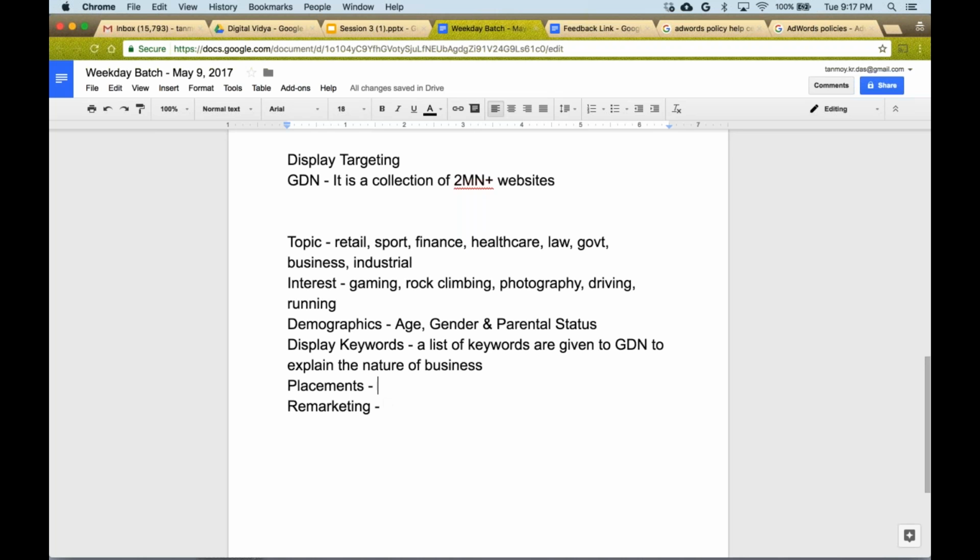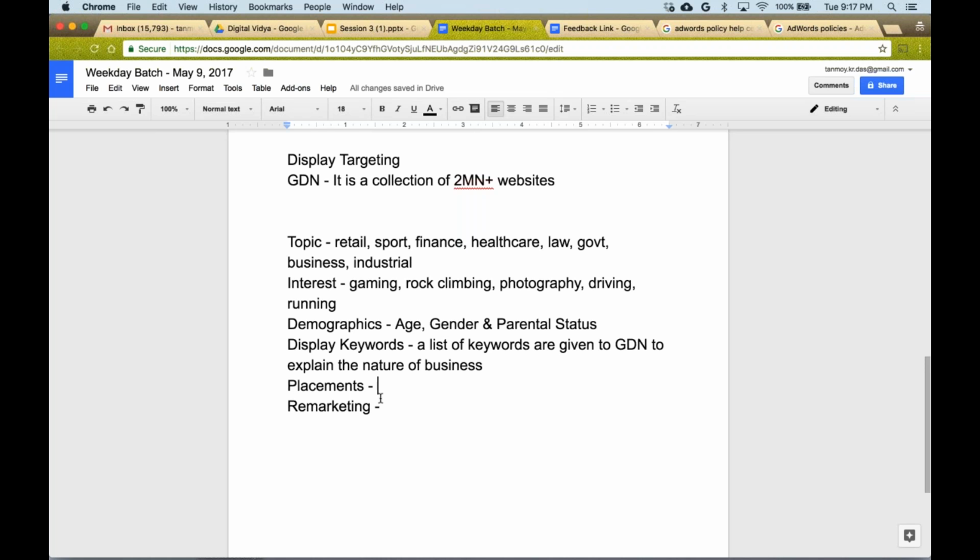So moving on to the next one, which is our placements. Placements, I think you have a fair idea now. Placements is the type in which you can manually select websites. In this option, you get a search box with a search button beside it. Put in whatever product you are selling, whatever business you do, and hit search.